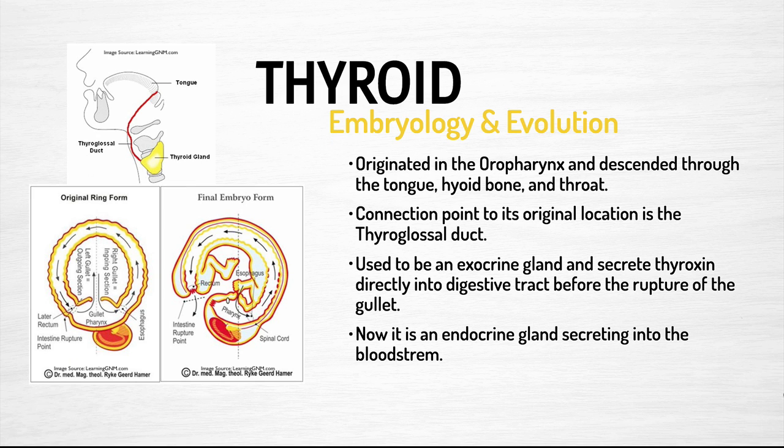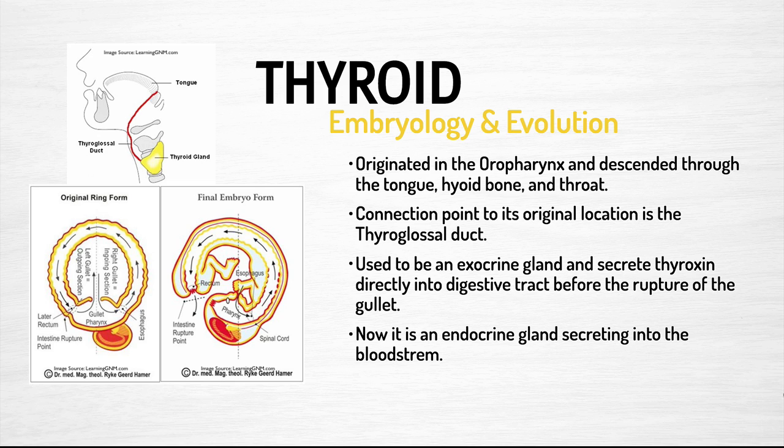So let's take a look at the embryology and evolution of the thyroid. This is very interesting. During embryology, the thyroid originates in the oropharynx, so up at the back of the throat. And then it descends through the tongue, the hyoid bone, and the throat down to its final resting place at the front of the throat. And there is a connection point to its original location called the thyroglossus duct.